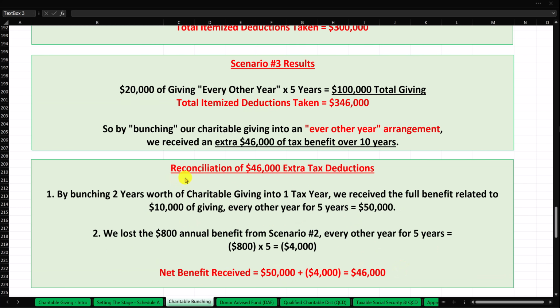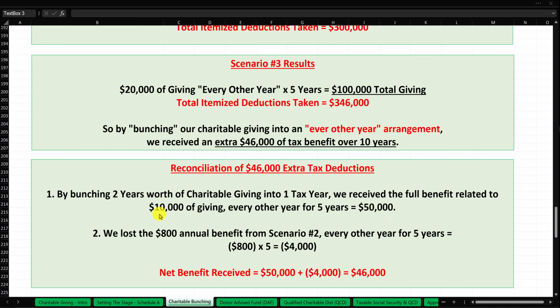All right, now let's do a quick reconciliation of the $46,000 of extra tax deductions, just so we make sure we understand exactly where that's coming from. So number 1, by bunching 2 years worth of charitable giving into 1 year, we received the full benefit related to the extra $10,000 of giving every other year for 5 years, which is $50,000.